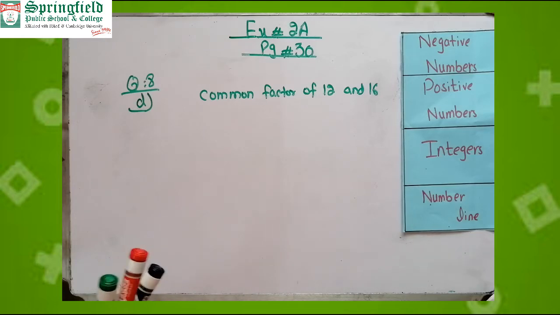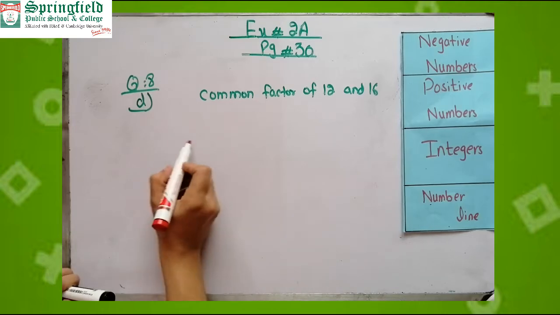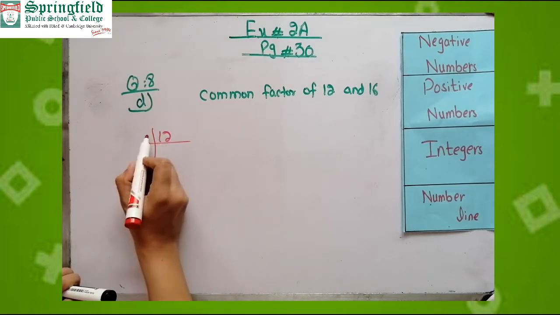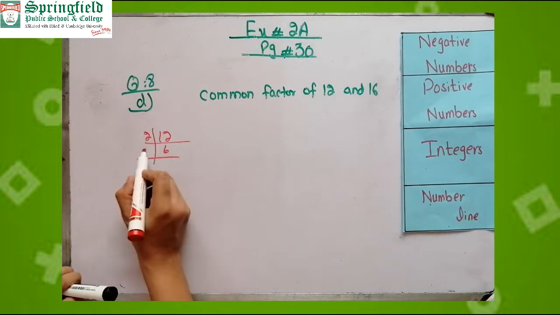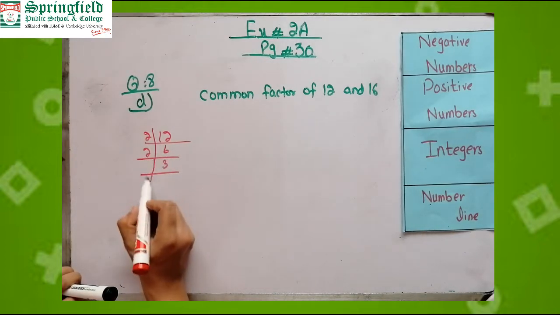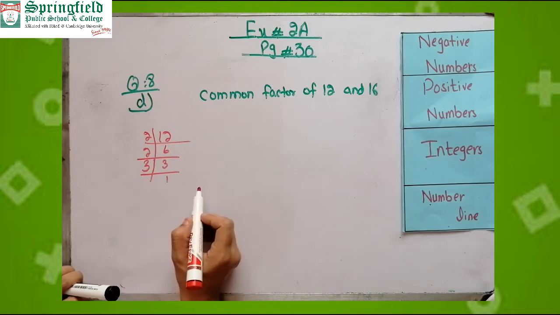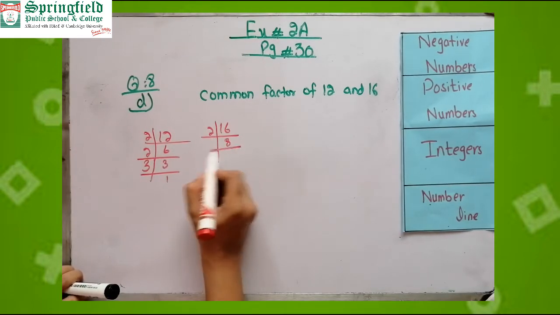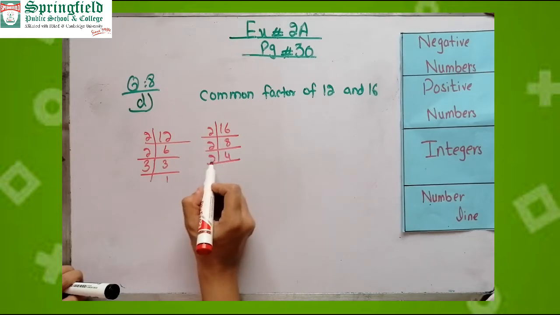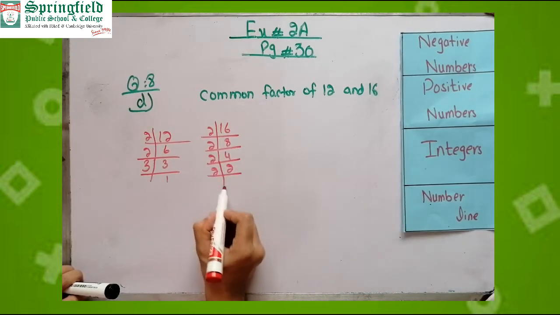And now it's your choice. You can use the tree method or the prime factorization method. So first find out the factors of 12. 2 6s are 12, 2 3s are 6, and 3 1s are 3. Fine. And now find out the factors of 16. 2 8s are 16, 2 4s are 8, 2 2s are 4 and 2 1s are 2.